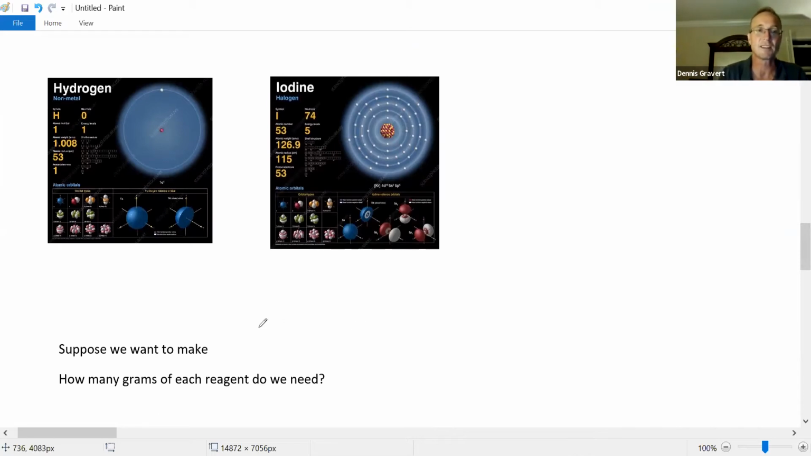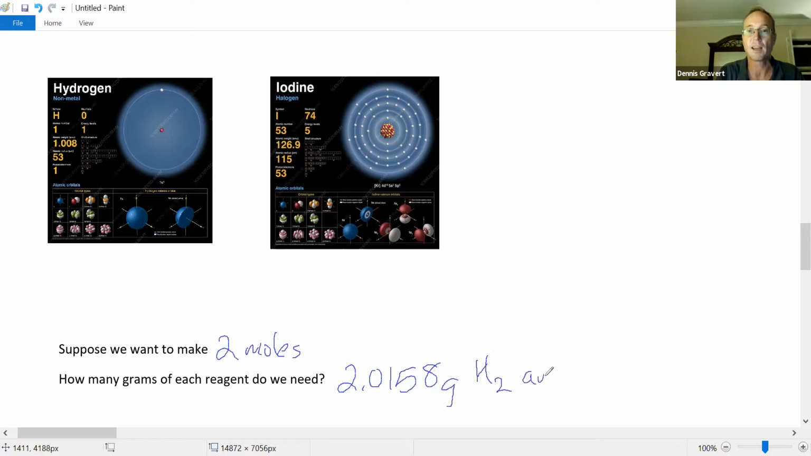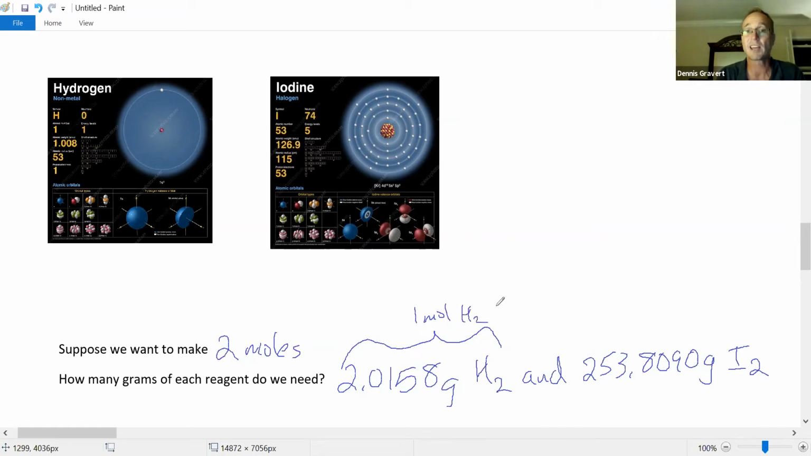So to summarize here, suppose we want to make 2 moles. We just figured it out. You need 2.0158 grams of hydrogen, and you need 253.8090 grams of iodine. This 2 grams contains 1 mole of hydrogen gas, and 253, that's a huge number, is also 1 mole, but of I2. Why such a big difference?